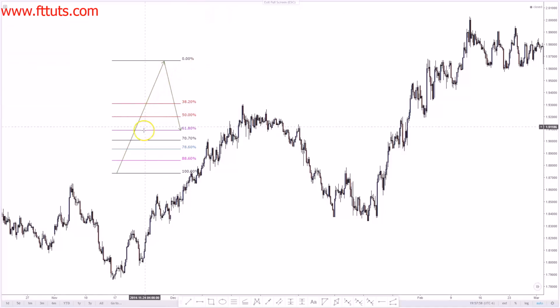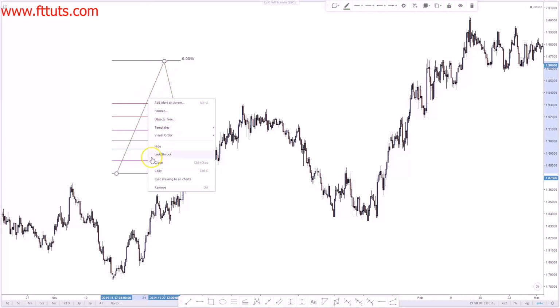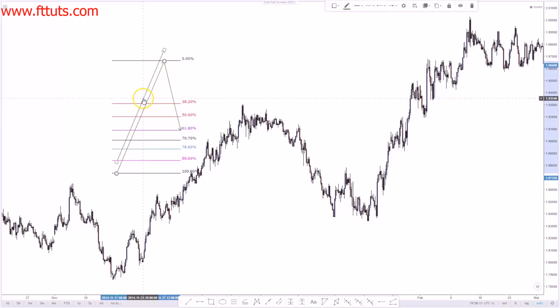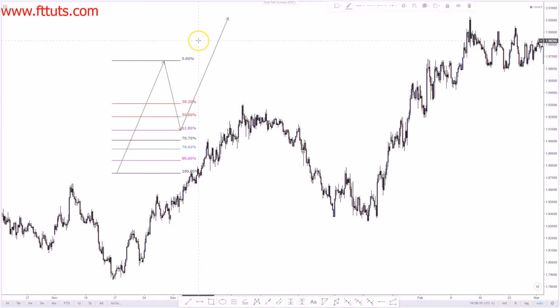For a full ABCD pattern, that means the first up move has to be the exact same distance as the trend continuation, right? So this up move would have to be the exact same distance, and then say it rejects off the 618, it would be like this. All right, that's the common lightning bolt pattern that everyone talks about, right? ABCD pattern.